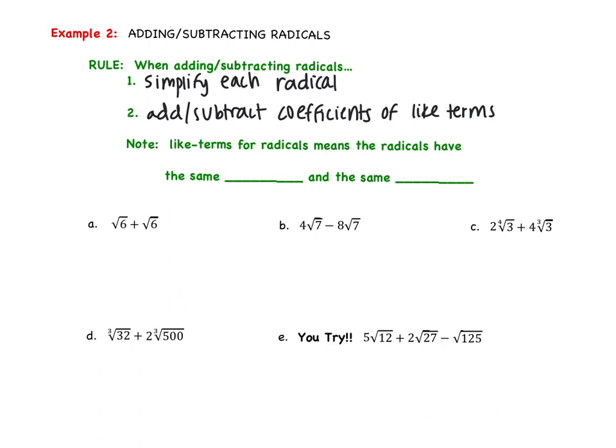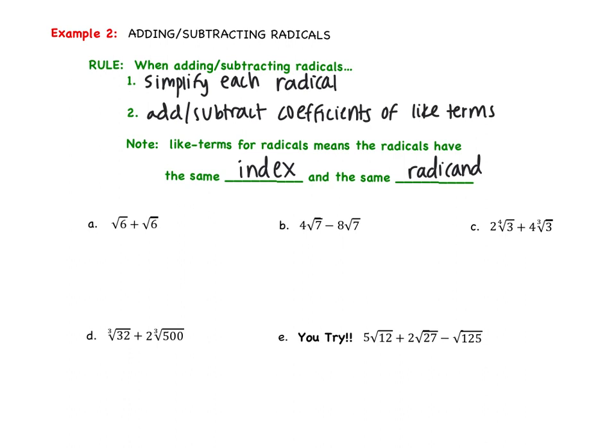So that raises the question, what is a like term? Like terms for radicals means the radicals have the same index and the same radicand. So we're going to look at some examples so you can see exactly what that means.